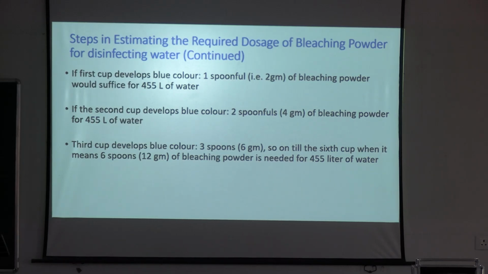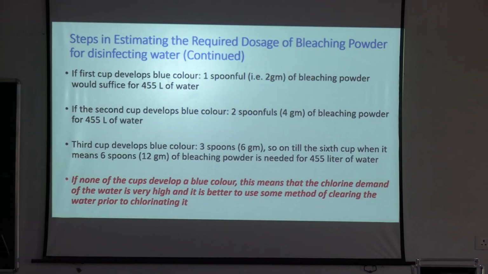So not a lot of bleaching powder is usually required, isn't it? If the 6th cup, then 6 spoonfuls, that means 12 grams in all to disinfect 455 liters or 1 gallon of water. What if even the 6th cup does not develop blue color? Then we do not go for this bleaching powder estimate of disinfecting the water. Then we conclude that the chlorine demand of the water is very high and it is better to use some other method of clearing the water before disinfecting.